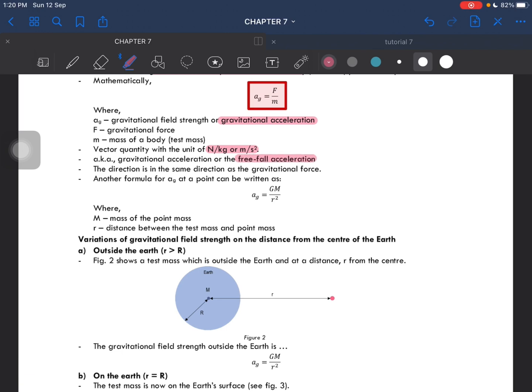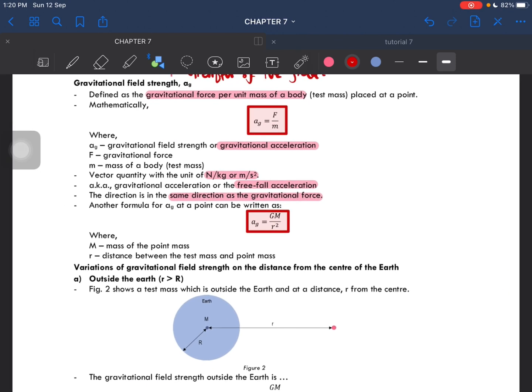It has the same direction as the gravitational force, and you can also calculate it by using this formula here. I've defined each variable. So that is for the formulas on gravitational field strength.